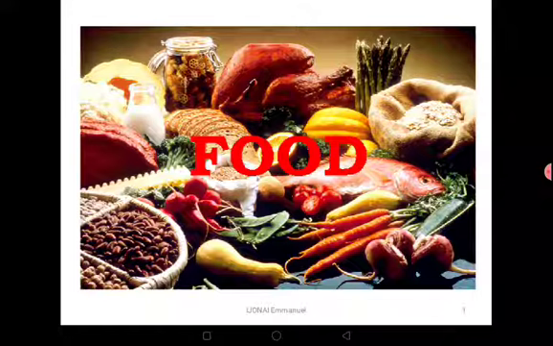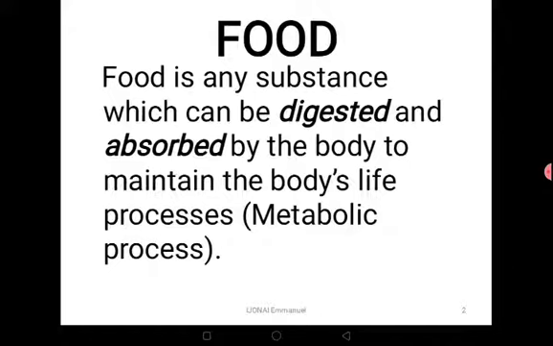We shall also look at the different types of food that we consume, and then we shall also look at the chemical tests for these particular food substances. So let's start with the definition of food.